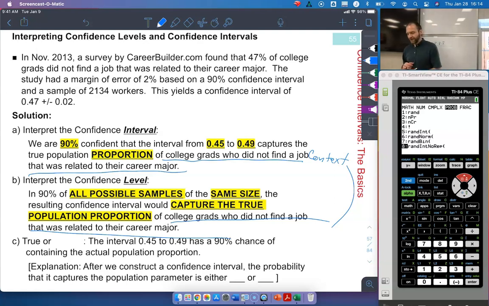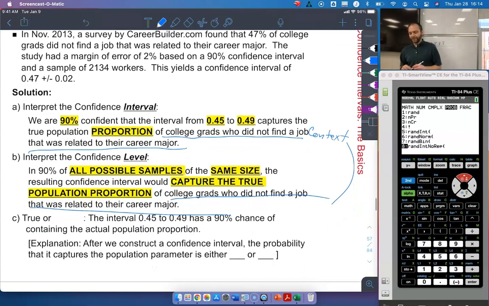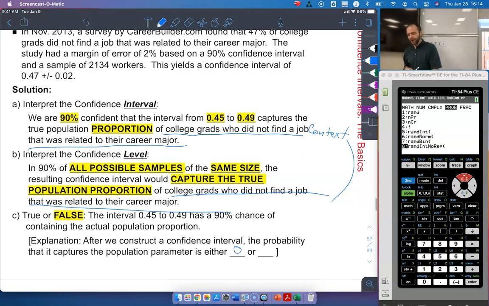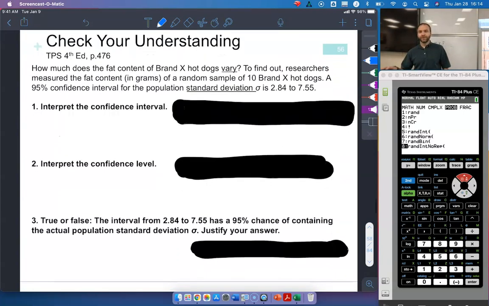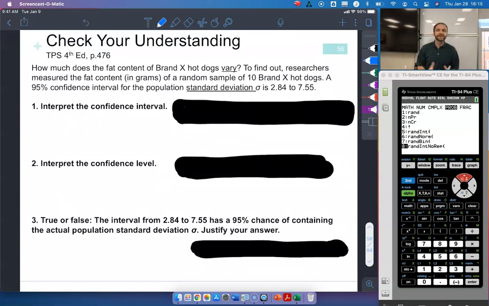True or false, the interval from 0.45 to 0.49 has a 90% chance. No, false. It either has a 0 or a 1. That is the probability that it will capture. It's either going to miss or you're going to get it. So those are examples. You can pause it and go through it. Again, I would make sure I have an example of interpreting the interval and interpreting the level on my formula sheet. So pause this, read this.